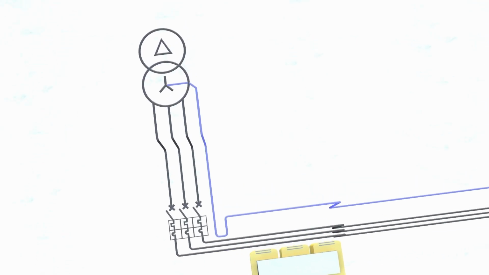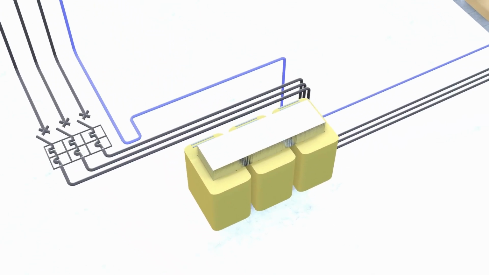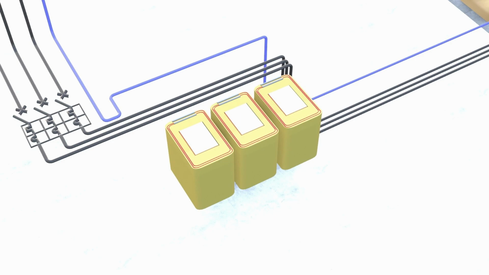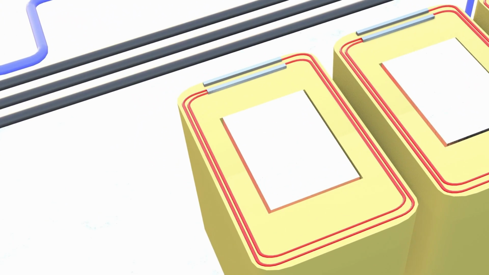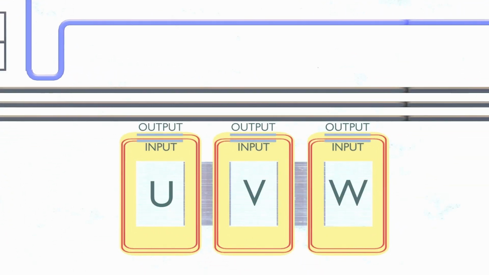Let's take a step back and look directly from above at the main windings U, V, and W, which are depicted in red color. Each winding sits on one of the three legs of the iron core and is represented by its main connections, input and output.